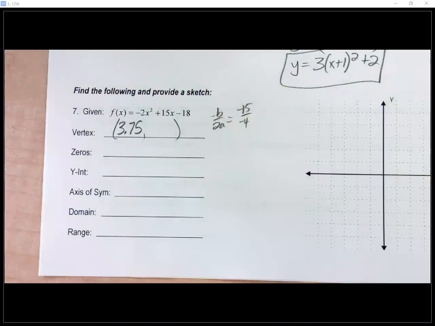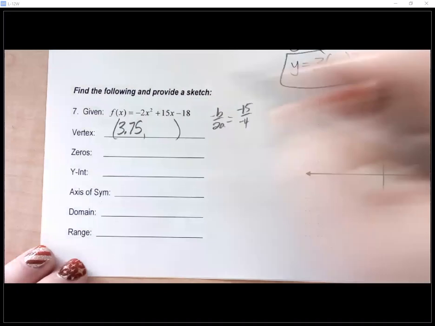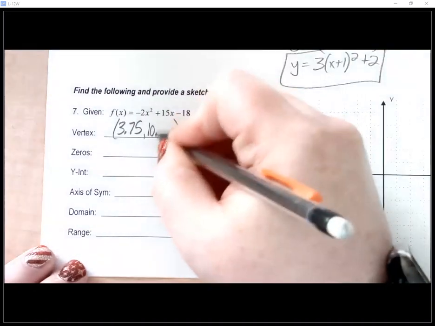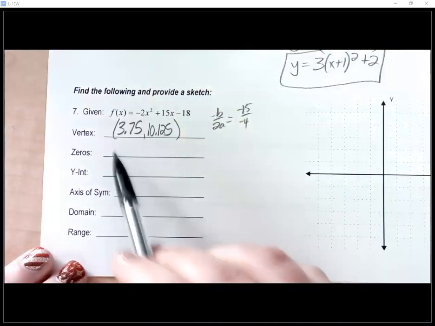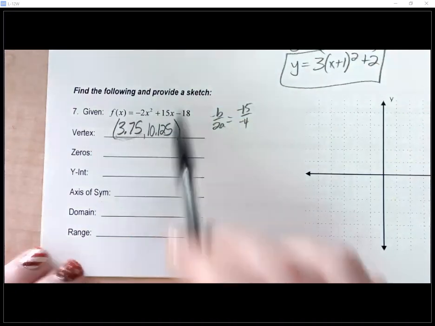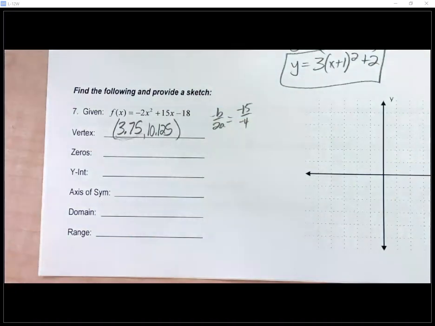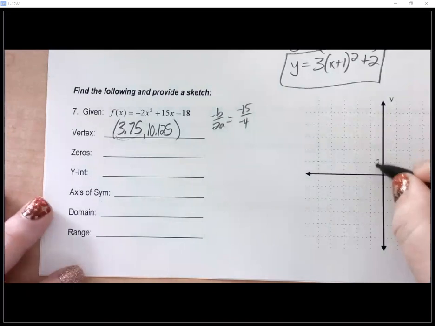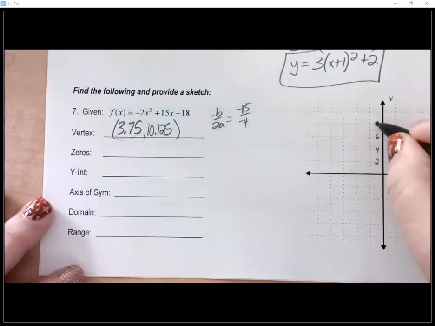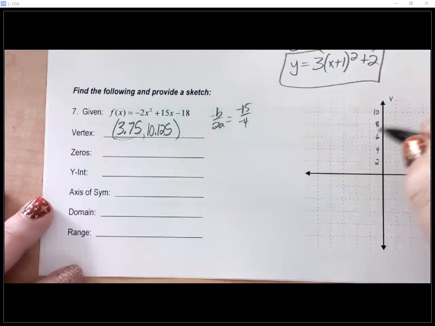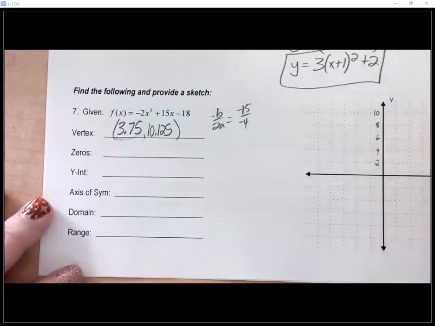I got 10.125. How do you just find that? I took 3.75 and I plugged it in for x. Did anybody else get that? Just double check me. You did? Okay. So there's my vertex. Of course, that's not convenient on my graph, but I'll have each of these stand for 2. So there's 2, 4, 6, 8, 10. So we're approximating here.